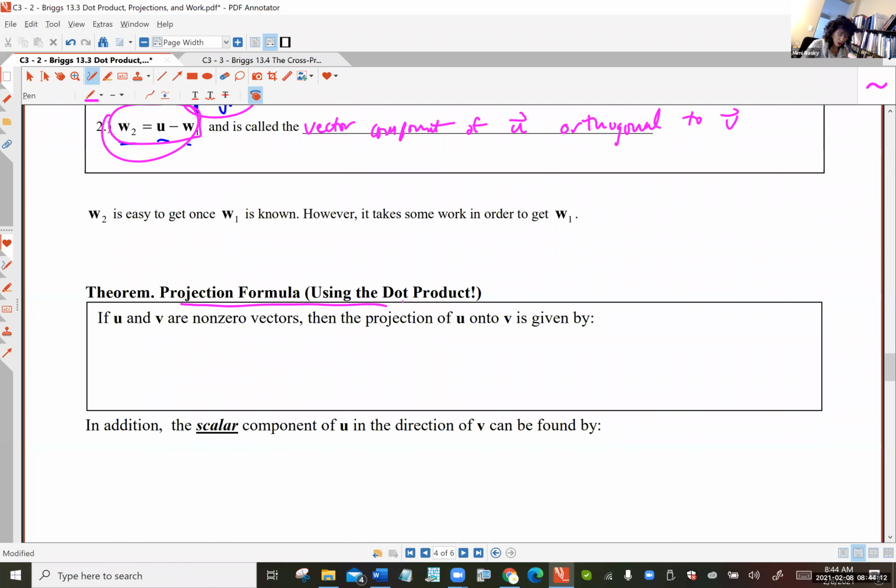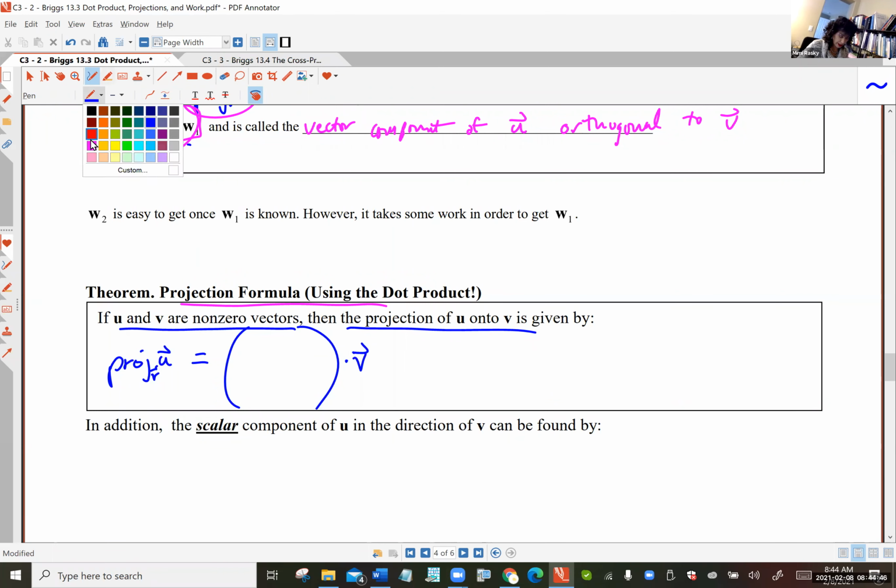Theorem, the projection formula. And it does use the dot product, so you want to fill in the box here. If U and V are non-zero vectors, the projection of U onto V, first we'll do the notation, the projection of U onto V, that tiny subscript notation, is going to be a vector, and here's the thing, it's a scalar multiple of V. In other words, it's parallel to V. So in parentheses here is the scalar. But the scalar is not going to be pretty. You're not going to like it.